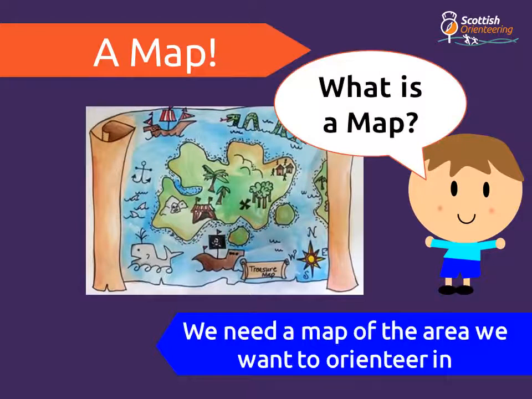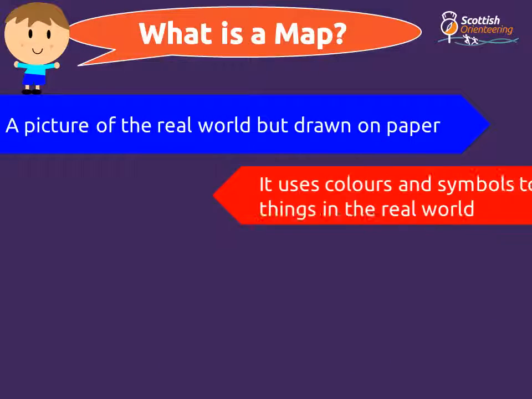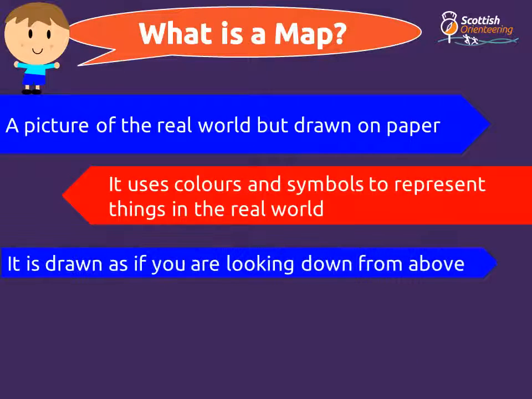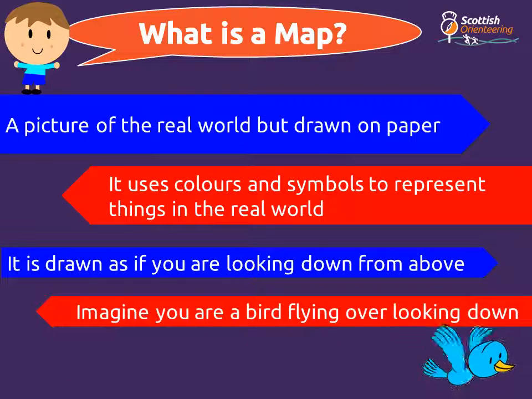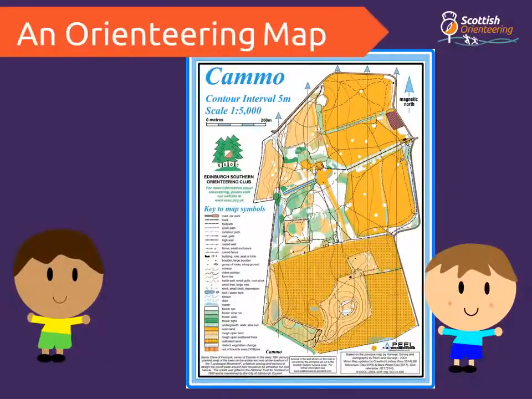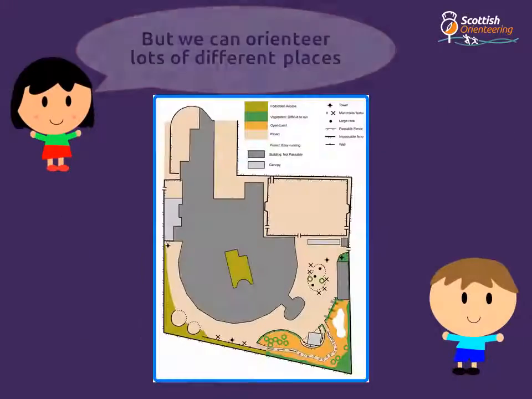It's simply a picture of the real world but drawn on paper. It uses colours and symbols to represent the things in the real world, and it's drawn as if you're looking down from above, so you can imagine you're a bird flying over looking down. If we look at orienteering maps, they can look really complicated with lots of detail, such as this map of Camo. However, we can orienteer anyway with all sorts of maps.